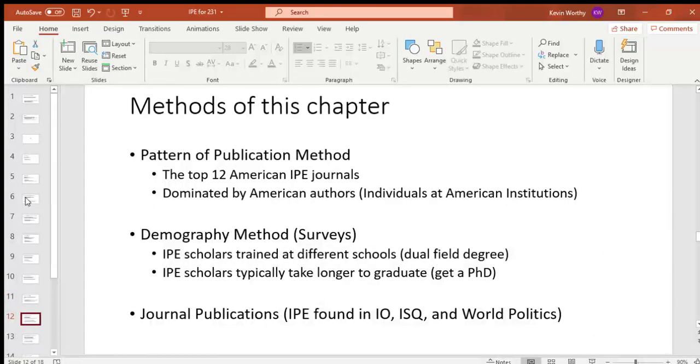So the methods of this chapter follow a couple of other things, right? The first is, when we're talking about Phillips and Weaver chapter 1, they look at a pattern of publication method. They're going to look at what articles were published in the top 12 journals. They take the top 12 valued, peer-reviewed political science journals, and they ask what is being published in those. What they notice is it is dominated by American authors, and they mean authors at American institutions, because even though they're American authors, many of these authors are international.